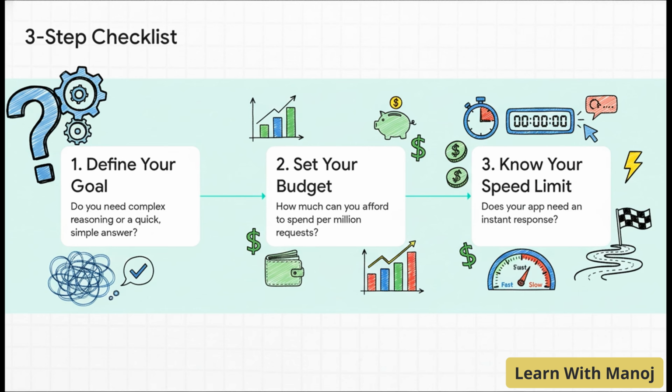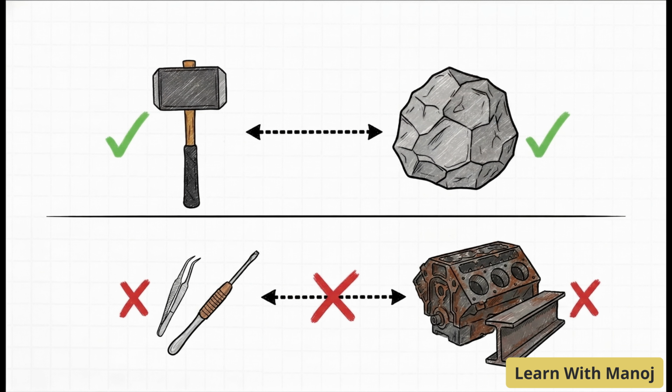And third, know your speed limit. Does your app need an instant response? Because in a real-time chat, every millisecond counts. For an overnight report, maybe not so much. If you remember just one thing from this entire explainer, please let it be this. Match the model to the problem complexity. Don't use a sledgehammer when a scalpel will get the job done.